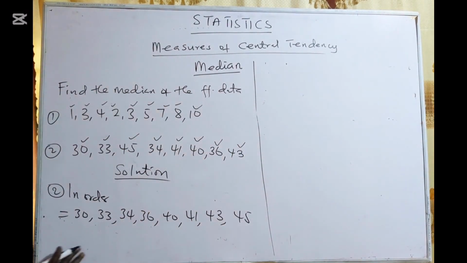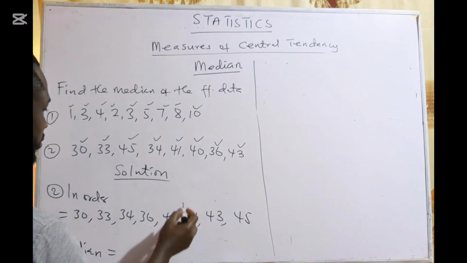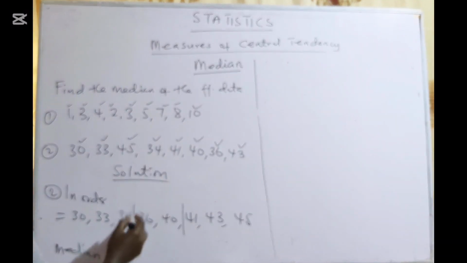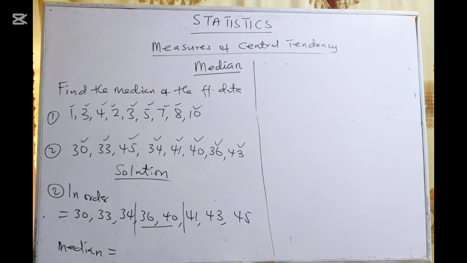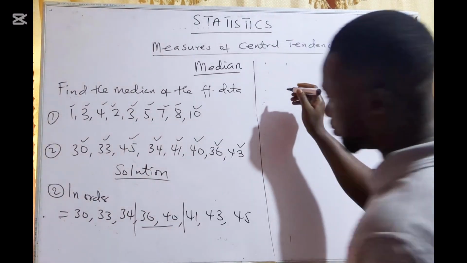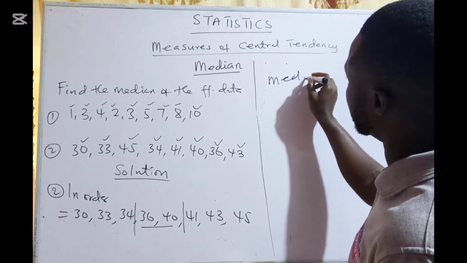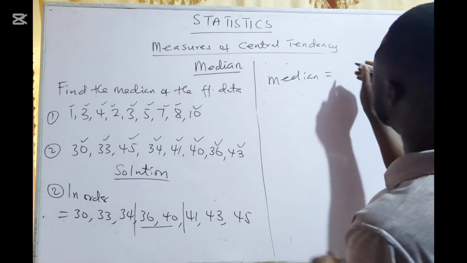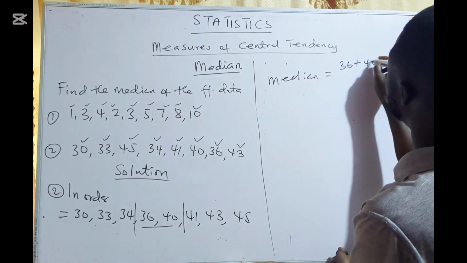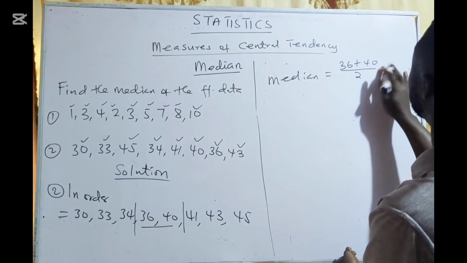All right, so we can find our median. The number of values is 8. So 8 is what? Is even. It means that there will be 2 values in the middle. All right, 1 2 3. So these 2 are left in the middle. So let's find the median here. So the median is going to be 36 plus 40 divided by what? Divided by 2.